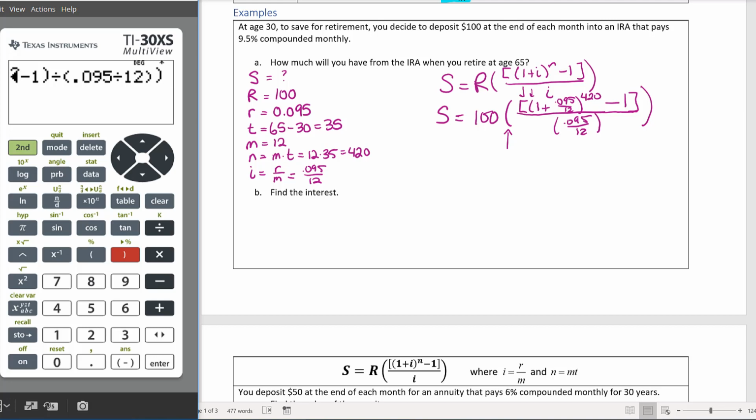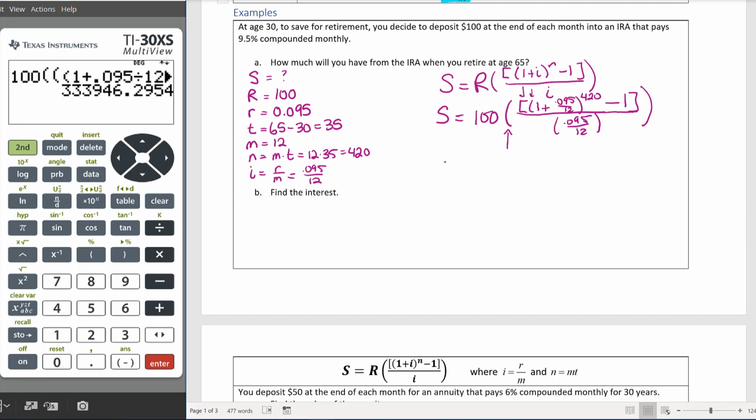Now, if I've done this correctly, it'll give me an answer. If I didn't type in all of the parentheses correctly, sometimes it will give you an error because it's confused because it doesn't have the right number of open and closed parentheses. But in this case, it did. It gave me 333,946 and 29 cents. We can round that up to 30.